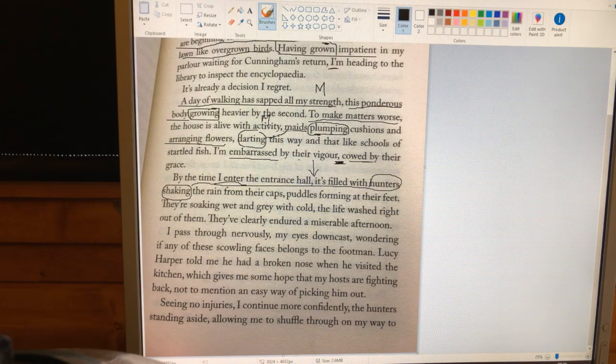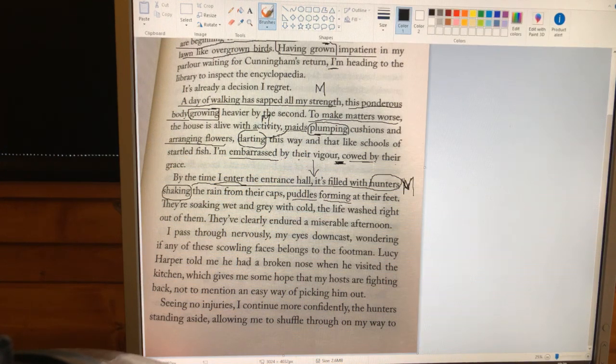Okay, then we've got, it's filled with hunters shaking the rain from their caps. That's your main clause. It could stand on its own again. Sorry about my writing, it's never very good with a mouse, I'm afraid. So that's your main clause. And then we've got a noun, puddles, and then a word forming.